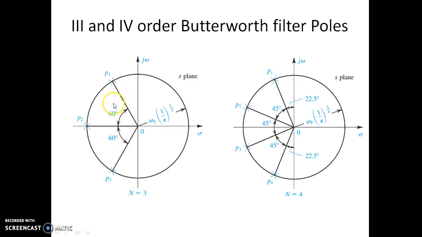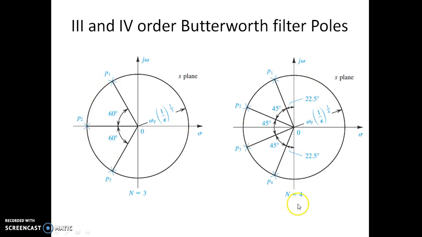The adjacent poles are away by pi by n. So pi is 180, n is 3. So the poles are away from each other by 60 degrees. You can see this is away from this by 60 degrees, and this is away from this by 60 degrees. And this third pole is away from the imaginary axis by 30 degrees. You can see these two are equispaced from P2. So it is 60 degrees away here, and here also it is 60 degrees away.